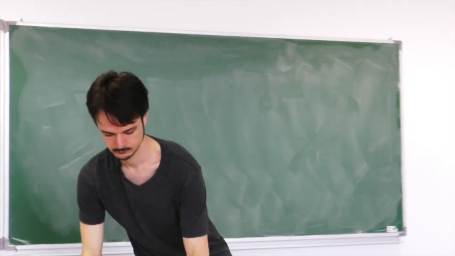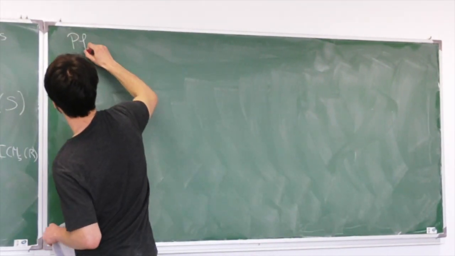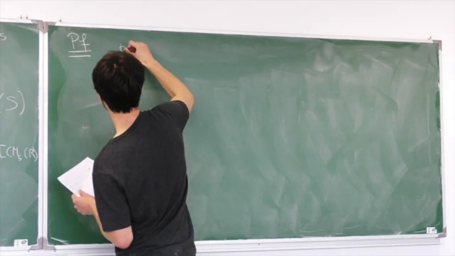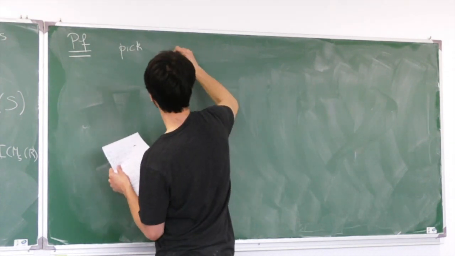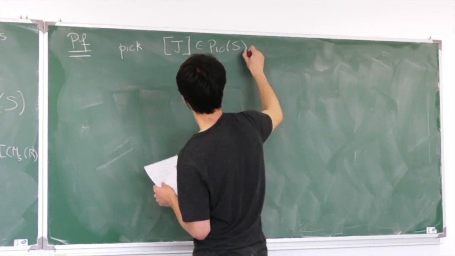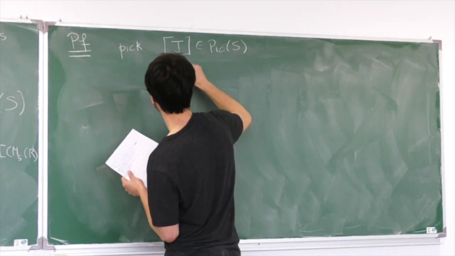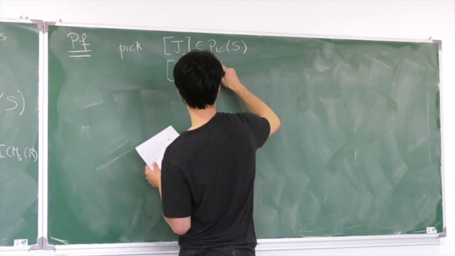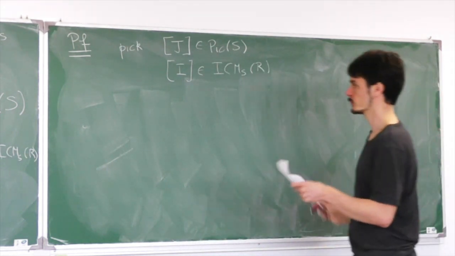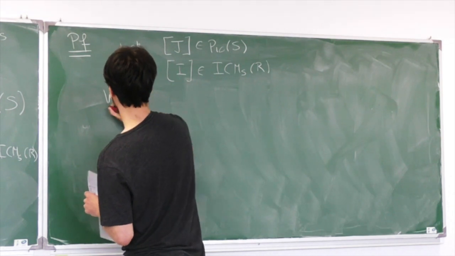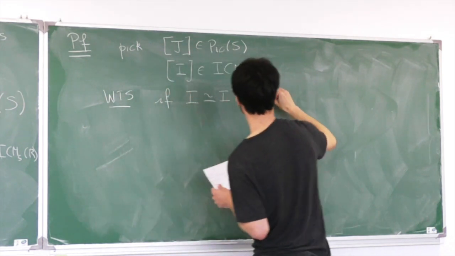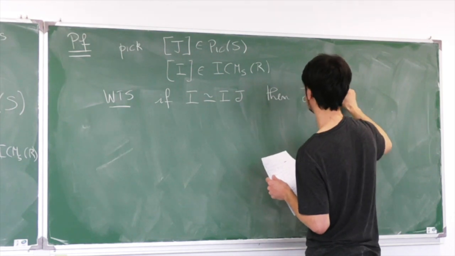So, proof. Let's prove that the action is free. We pick an isomorphism class of an invertible ideal J, and then we pick any fractional ideal I with multiplicator ring S, and we take its isomorphism class. We want to show that the action is free. So this means that we want to show that if I is isomorphic to I times J, then J is isomorphic to the trivial isomorphism class.